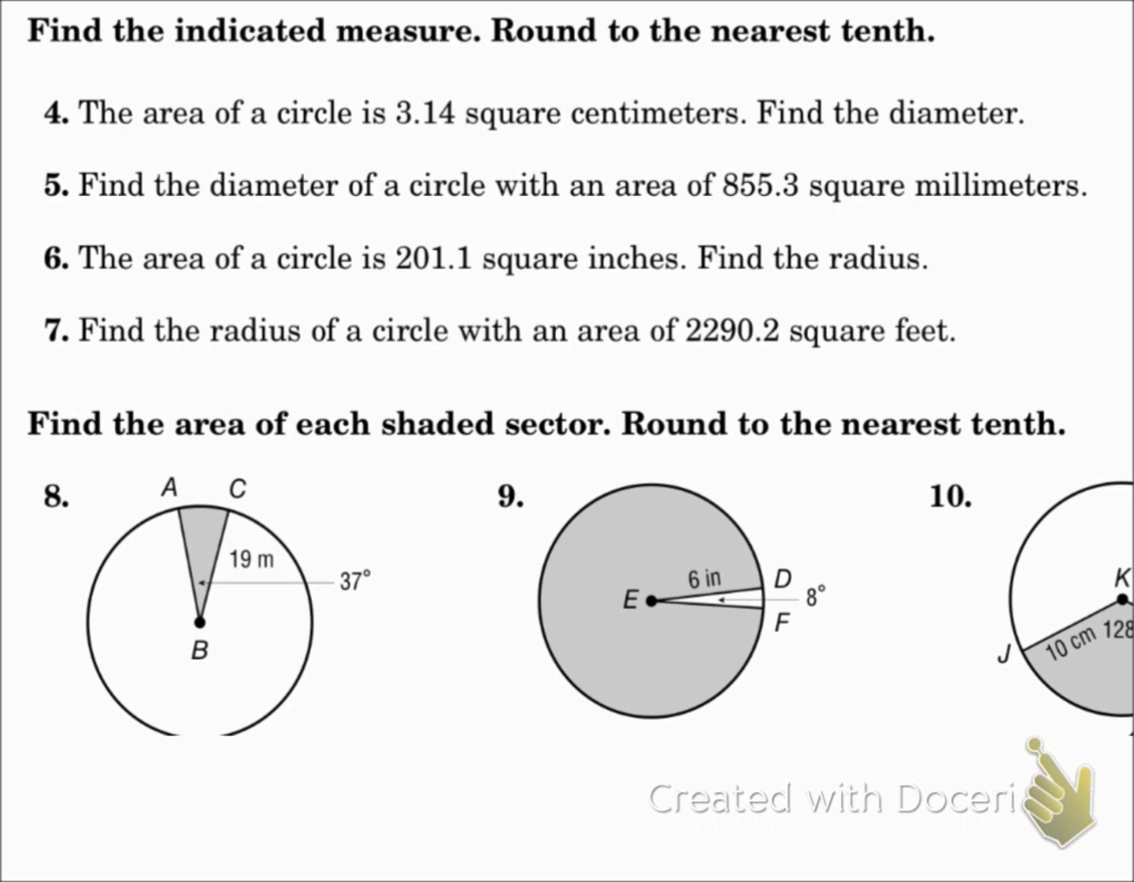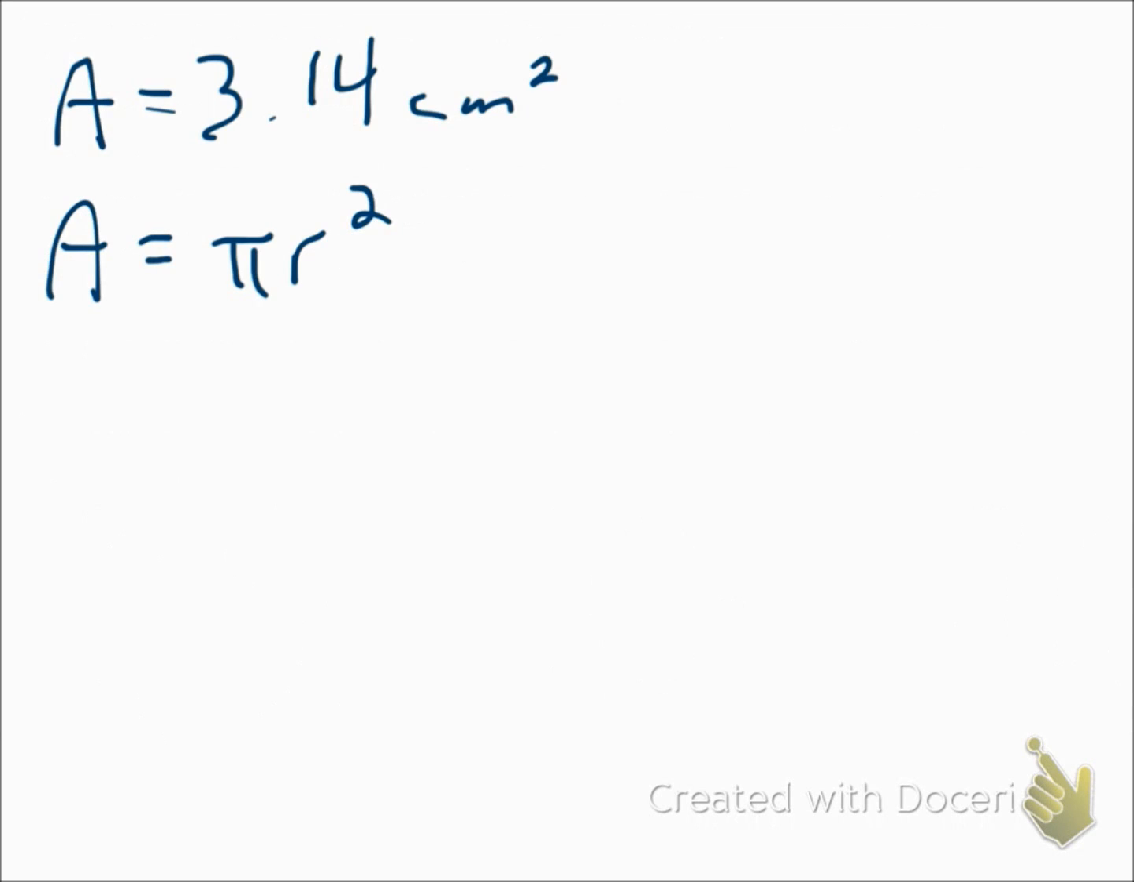Number 4, the area of a circle is 3.14 square centimeters. Find the diameter. Well, if the area is 3.14, I can substitute that into the area of a circle formula to find the radius, and then just double the radius to find the diameter. So let's substitute. A would be 3.14. I don't know the radius, so I'll solve for the radius.